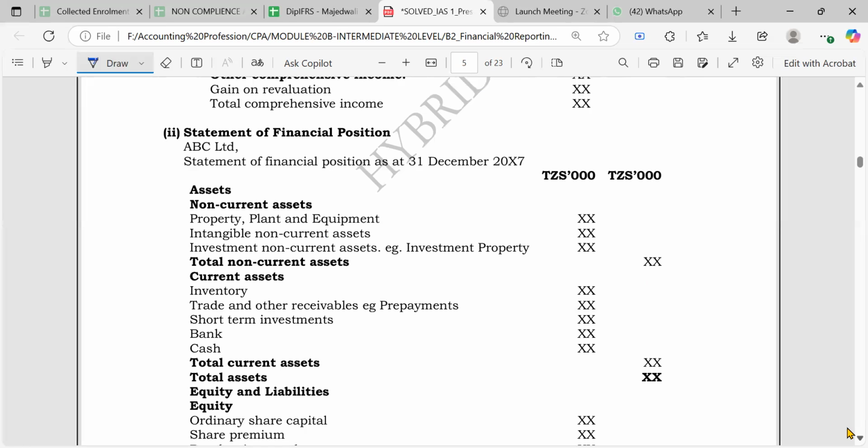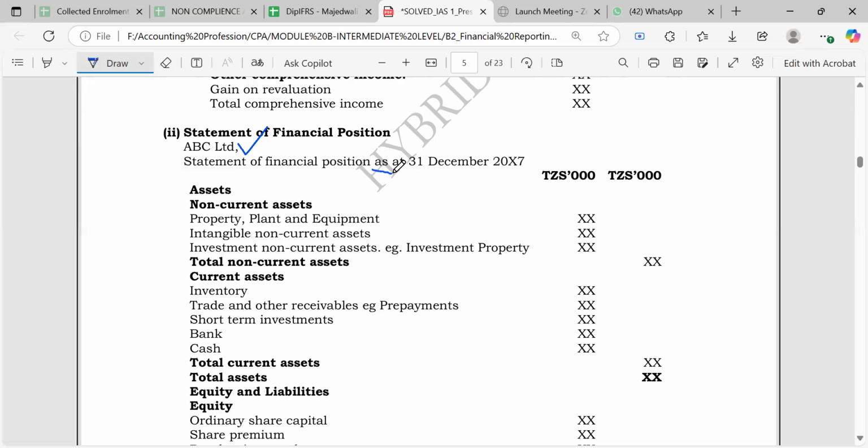We still have financial statements, just as exhibitions. The first one is the statement of financial position, like you see now. How do we do it? Name of the entity as usual, maybe ABC Limited, and then the name of the component of the financial statement. Statement of financial position you see here.